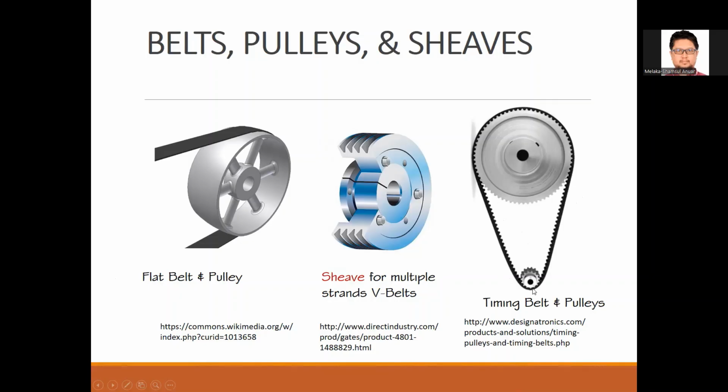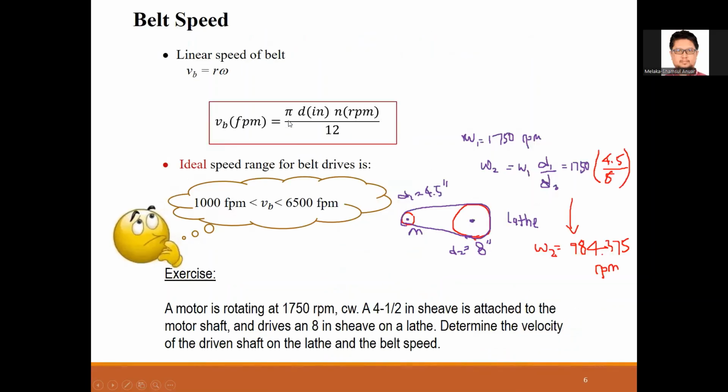For example, in a car engine, usually we can have this kind of belt being used. Okay, and then just like in chain, we have the linear velocity, VB, B for belt. For chain, VC, C for chain. But they both go with FPM for US customary units, or when we are dealing with inches. For metric, I guess we can go with meters per second.